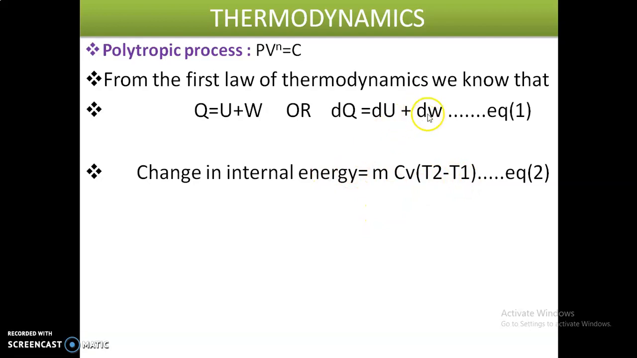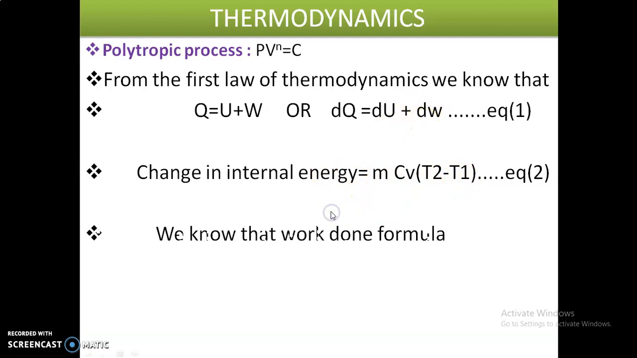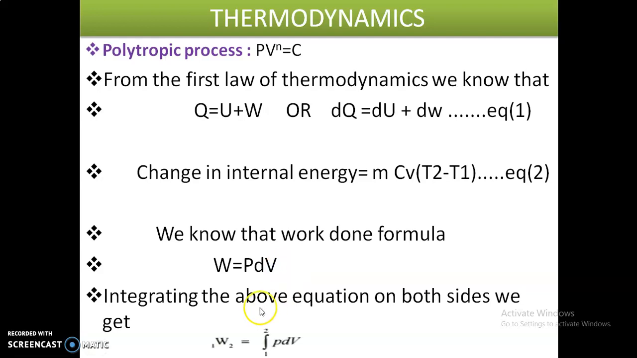We already know the work done formula, that is W = ∫PdV. If we integrate the above equation on both sides, we get W(1→2) = ∫ from 1 to 2 of PdV.